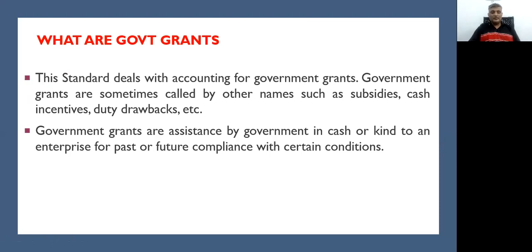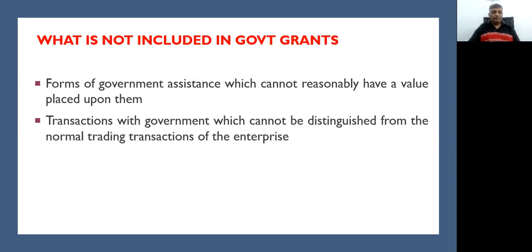Government grants are sometimes called by other names as well, like subsidies, cash incentives, duty drawbacks, etc. They are some kind of assistance which the government is giving in cash or in kind to an enterprise for past or the future compliance with some conditions. So the most important point is whenever you get a grant from a government, it could be free, but there are a lot of conditions to be fulfilled, right?